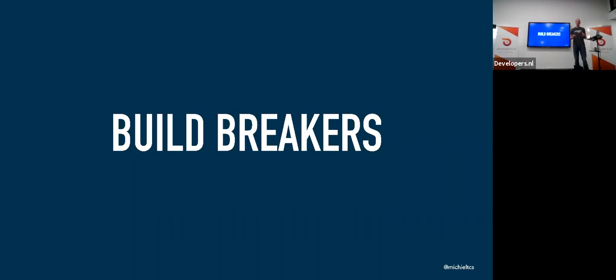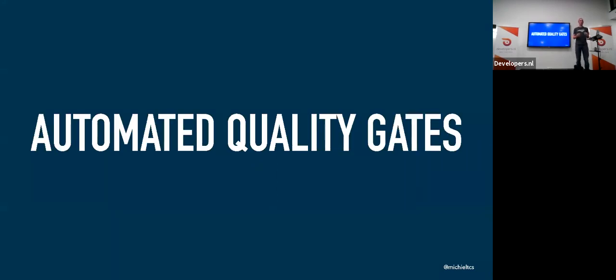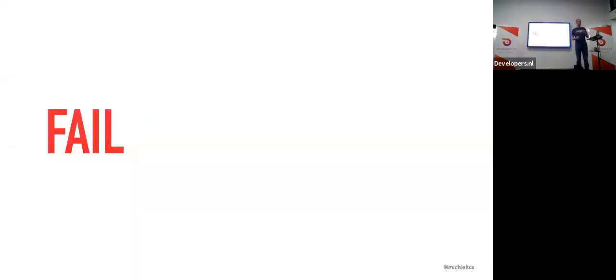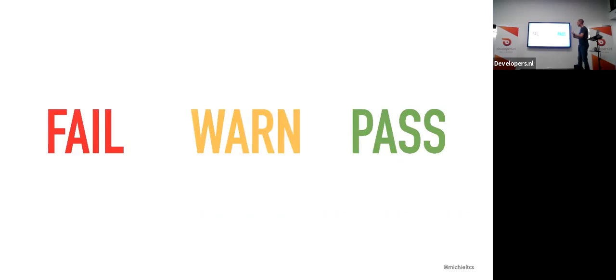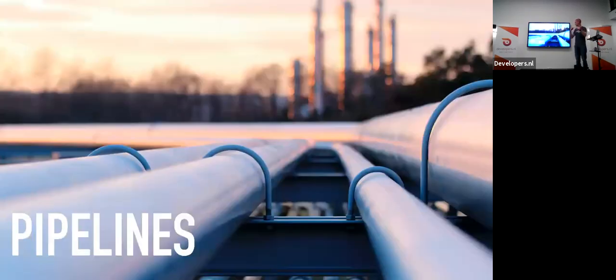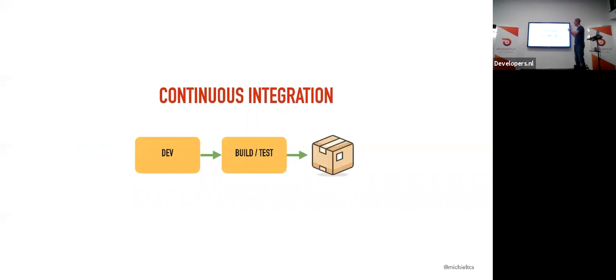And a build breaker is essentially an automated quality gate. Here's the automation again. And the quality gate has 3 states. It can either fail, it can warn us, or it can pass. Okay? So those 3 conditions, fail, warn, and pass, for a quality gate. And what we're doing with those quality gates is we're going to build them into a thing called a pipeline, a build pipeline. And conceptually, you can see a pipeline like this.